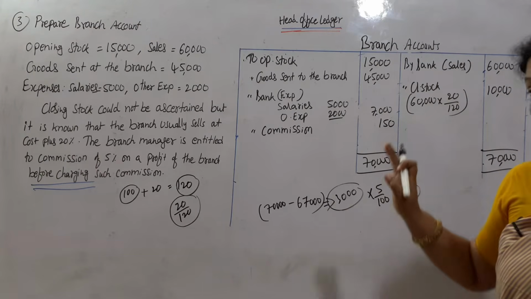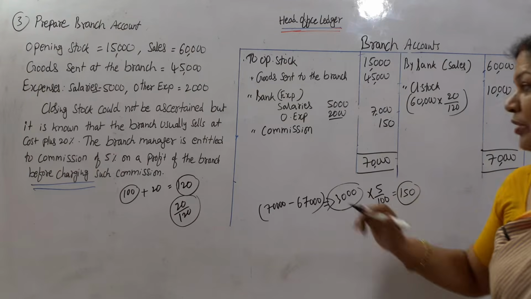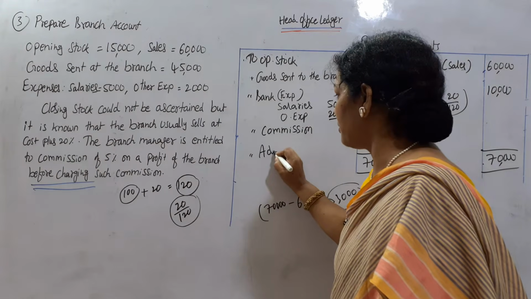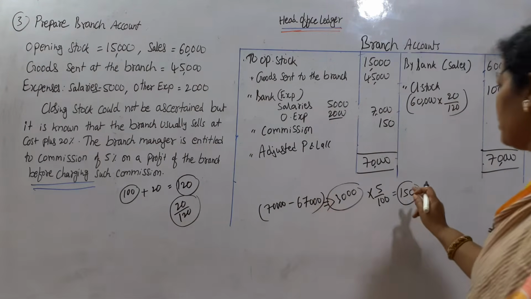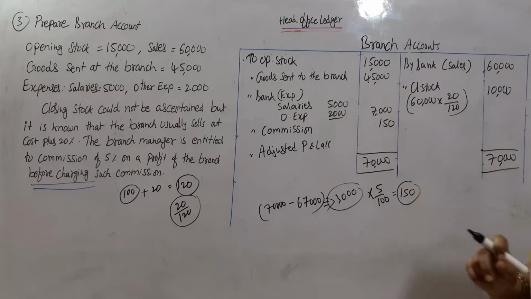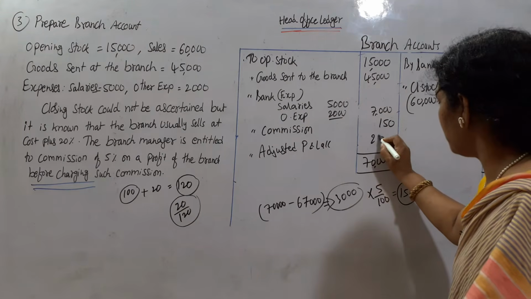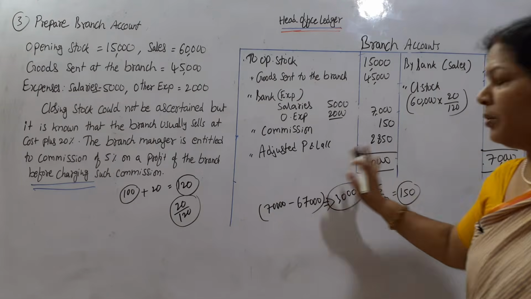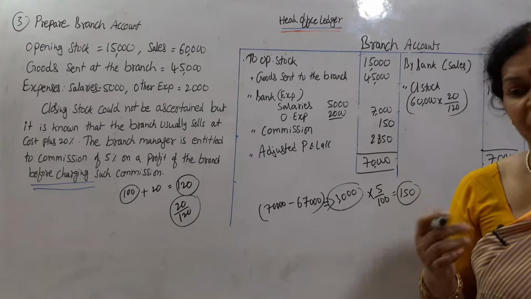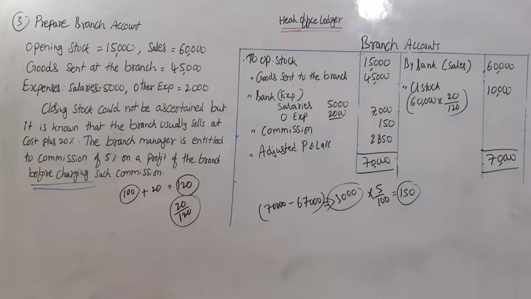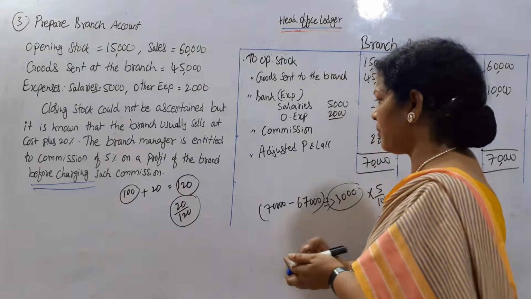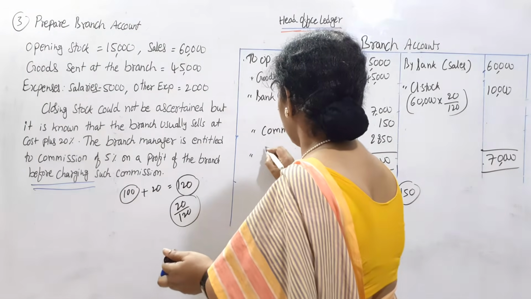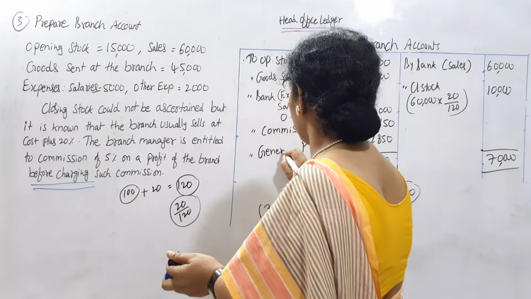150 we have written. Now you find out the profit, that is the adjusted profit and loss account. So it means 3,000 minus 150. It comes to 2,850. That's all. This is the profit. Am I clear? First take the screenshot. Once again I will give you a recap. You can say adjusted profit and loss account or general profit and loss account also, anything. But a branch account generally will say general profit and loss account.